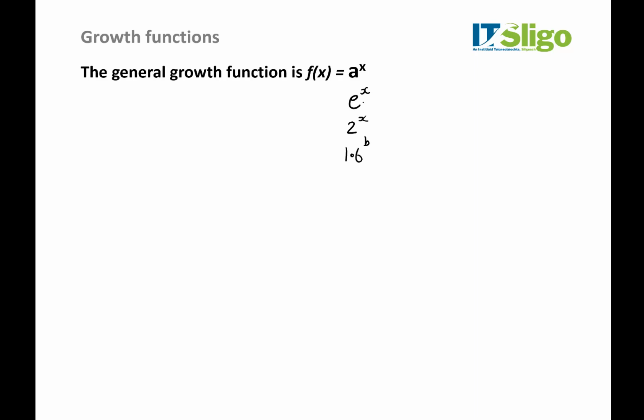1.6 to the power of b. These are all exponential functions. Just this function by definition is always exponential because it's always written with a variable power, whereas 2 doesn't have to have a variable power necessarily. So the base is constant, the power is an input. That's our definition of an exponential function.